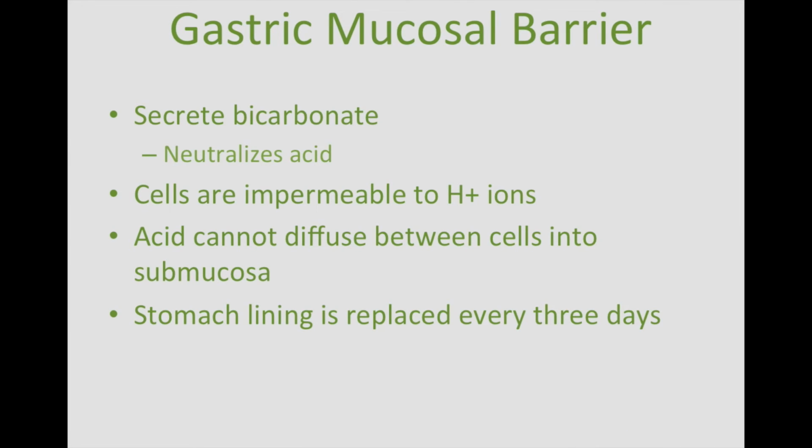This gastric mucosal barrier actually secretes bicarbonate, and that's how it neutralizes this acid. The luminal membranes of these gastric mucosal cells are almost impermeable to hydrogen ions, so the hydrogen can't penetrate into the cells to cause damage. The acid actually can't diffuse between these cells into the submucosa, and finally, it's important to note that the stomach lining is replaced every 3 days.